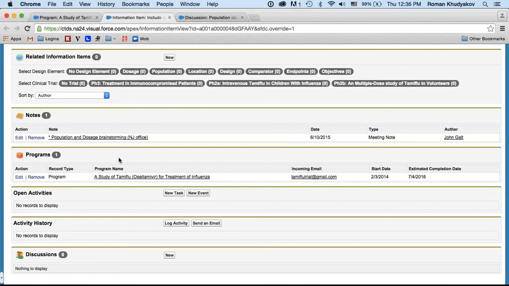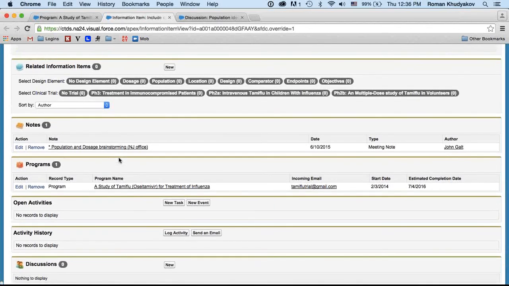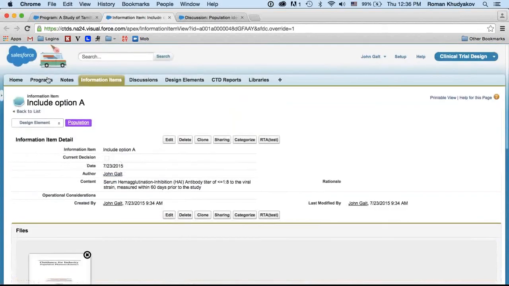And once you are submitting a study protocol to the management or to the external authorities, and if they are asking why you have made this decision, you can easily go to the timeline and scroll back to the date when the decision was made and read all the knowledge behind that decision.